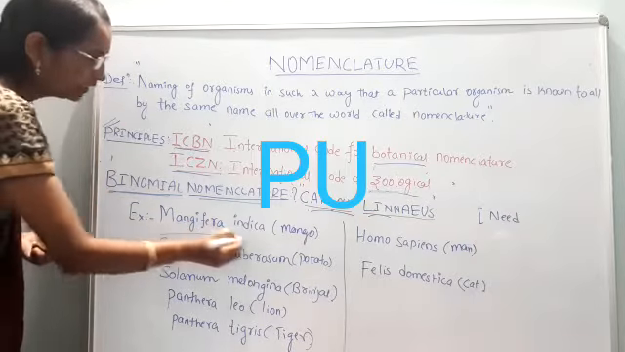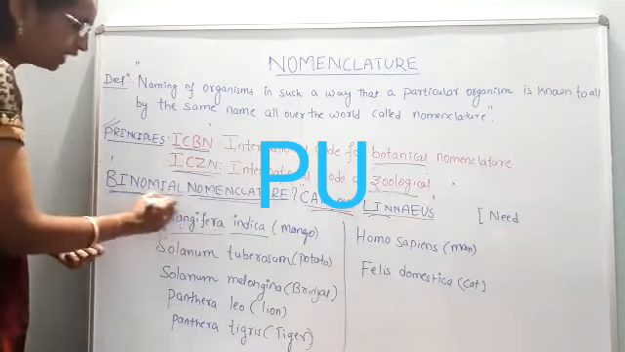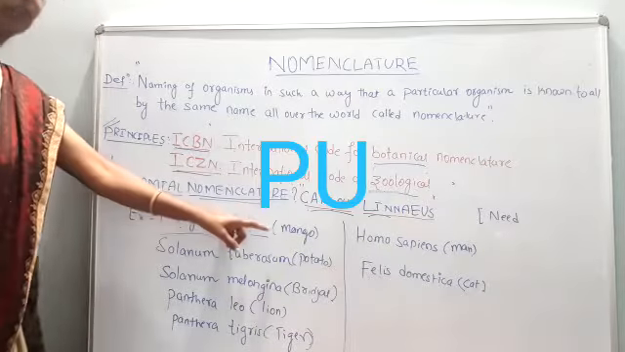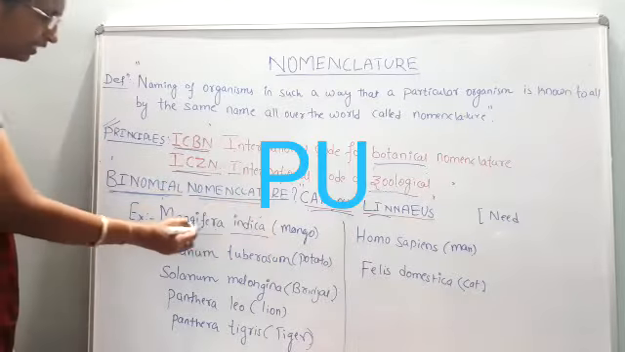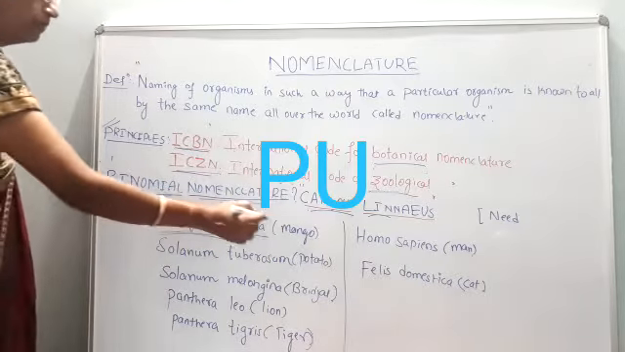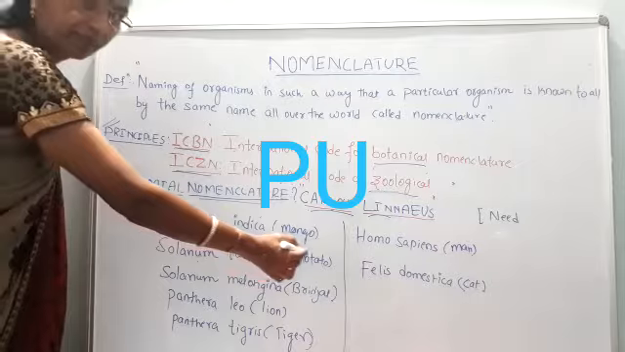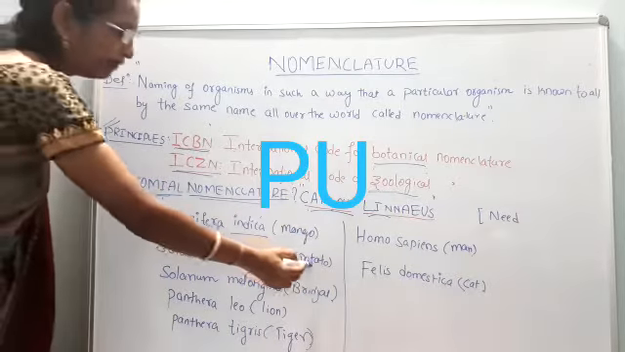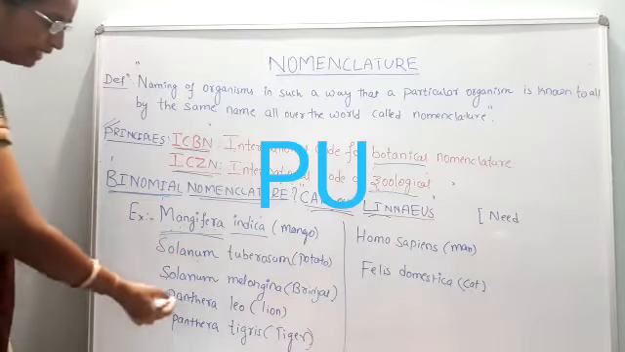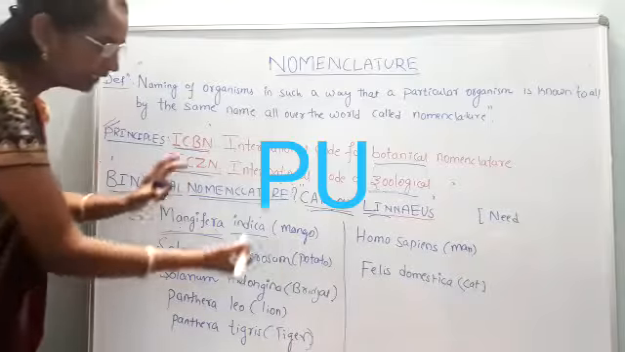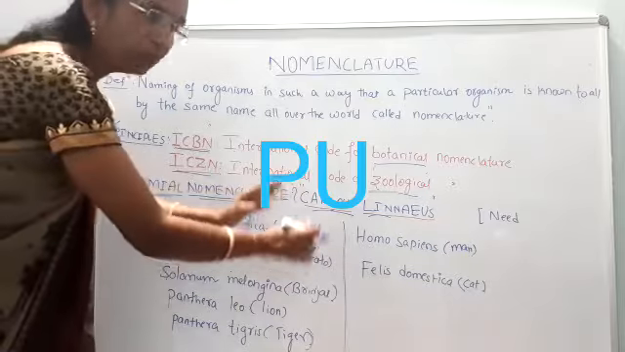You can see there are two words: Mangifera indica. This is the scientific name of mango. Mango is the common name, commonly called mango in English, but the universal name is Mangifera indica. Similarly, Solanum tuberosum is the scientific name of potato, and brinjal is named Solanum melongena. Panthera tigris, Panthera leo. All the examples I have written on the board are scientific names, and in brackets I wrote the common names.